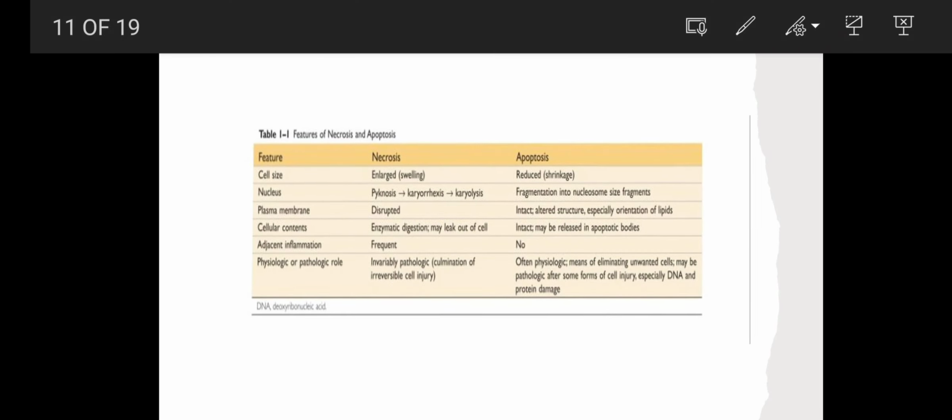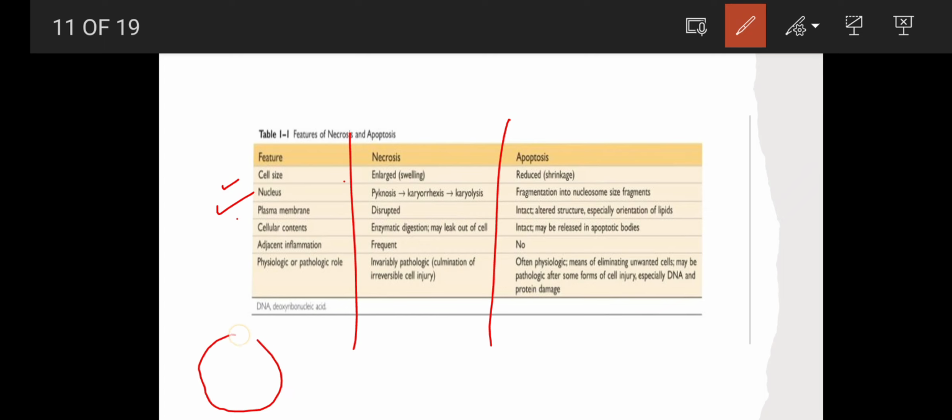And here is the difference between necrosis and apoptosis. In the case of necrosis, when we see the cell size, the cell size is enlarged, whereas in the case of apoptosis it is reduced, or shrinkage happens. As far as the nucleus is concerned, in the case of necrosis, different steps happen. Firstly, pycnosis happens, then karyorrhexis happens, and then karyolysis happens.